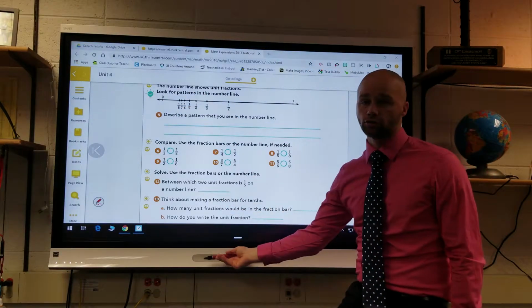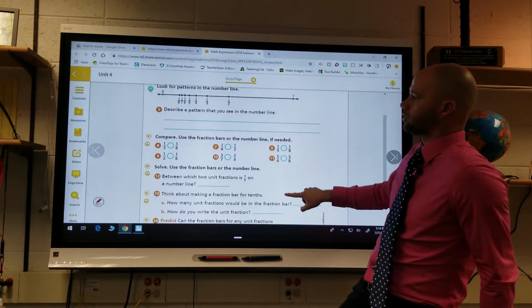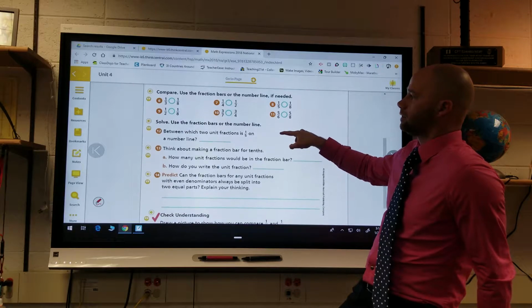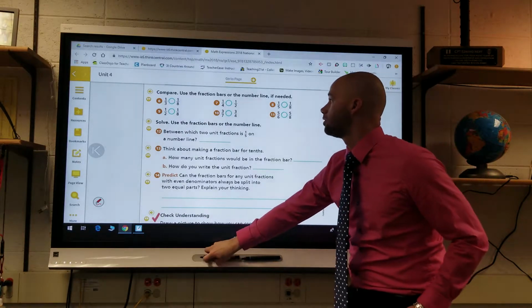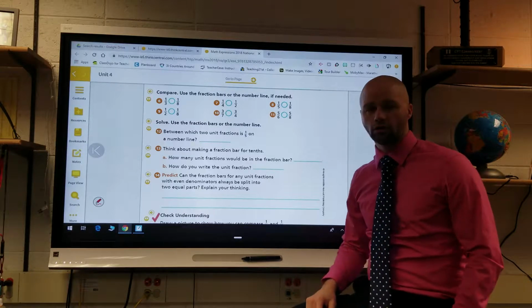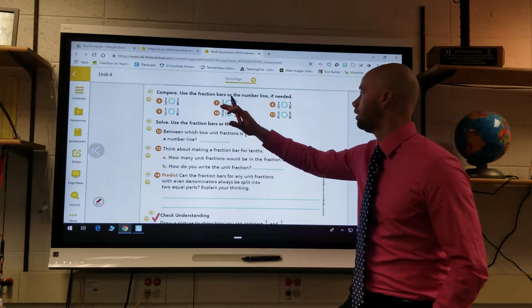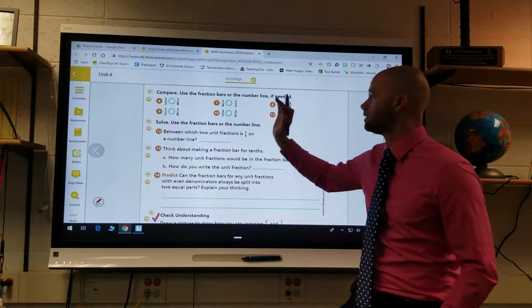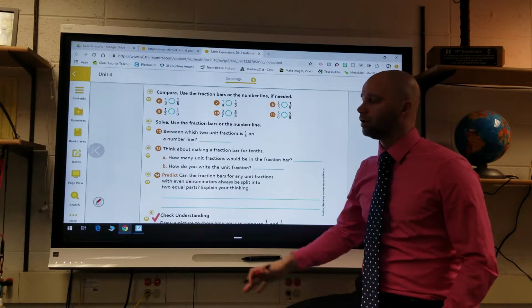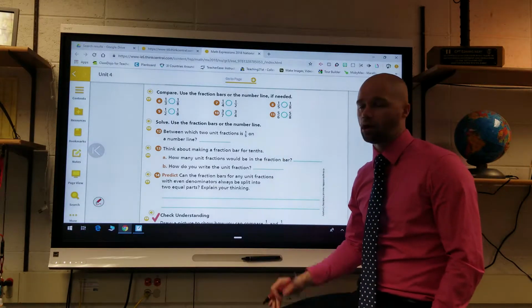You can choose whatever pattern, or if you see a different one that you'd like to describe, by all means go ahead. Number 6, so these fraction bars, or compare, use the fraction bar if needed. So again, I'm going to look for the smaller denominator, because one thing I noticed in 6, 7, 8, and 9, all of the fractions are unit fractions. So I'm going to look for the smaller denominator.